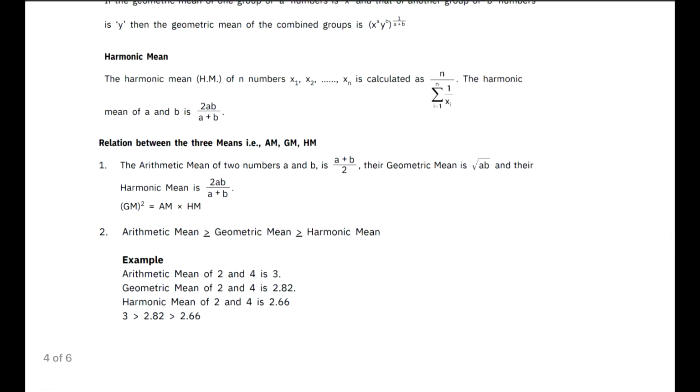Harmonic mean is very special because harmonic mean is most likely used in your time, speed, distance questions to calculate the relative speed and all that. The simple formula is 2ab divided by a plus b, but this is only applicable for the case of two numbers. जहाँ आपके numbers ज़्यादा हो गए वहाँ पर आप ये use करोगे.